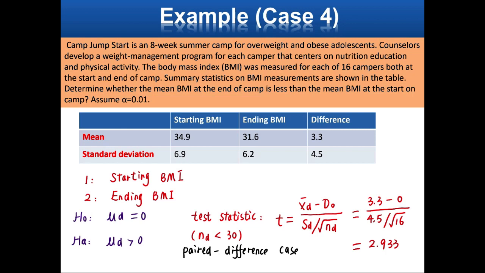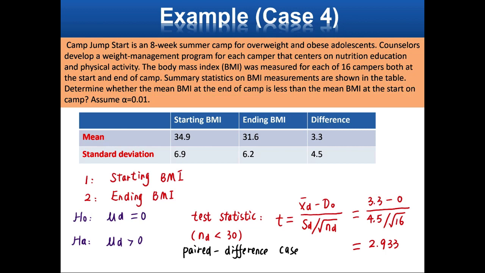Because this is case 4, and it is a small sample case because we only have 16 campers, the sample size of the difference is smaller than 30, and it will be a t-score. The t-score for the test statistic equals the mean of the difference minus the hypothesis value, divided by the standard deviation of the difference divided by the square root of the sample size of the difference. So we only need the last column.